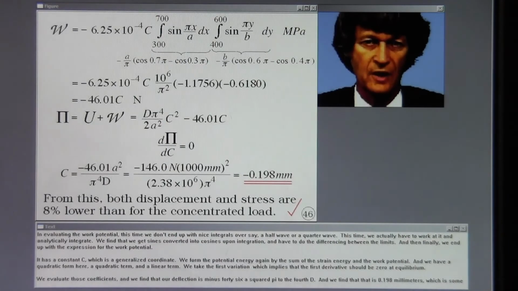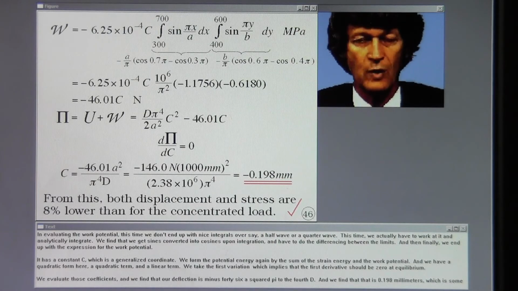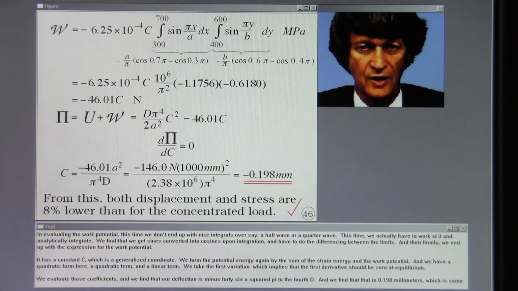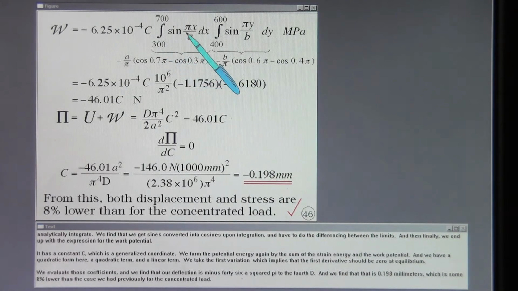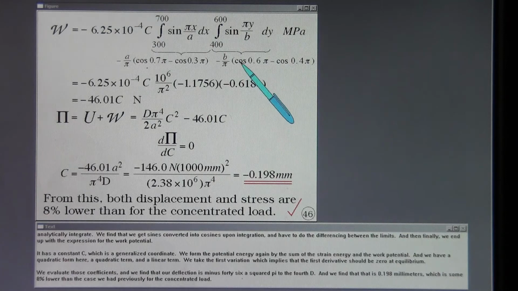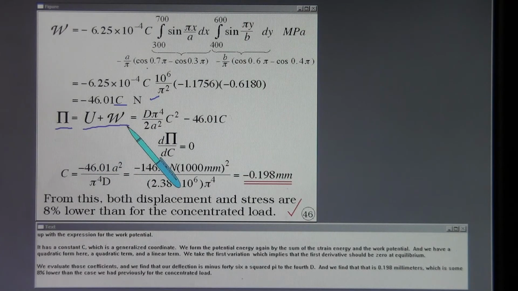In evaluating the work potential, this time we don't end up with nice integrals over, say, a half wave or a quarter wave. This time we have to actually work at it and analytically integrate. We find that we get sines converted into cosines upon integration and have to do the differencing between the limits. And then finally we end up with this expression for the work potential. It has a constant C, which is a generalized coordinate. We form the potential energy again by the sum of the strain energy and the work potential. And we have a quadratic form here, a quadratic term and a linear term.